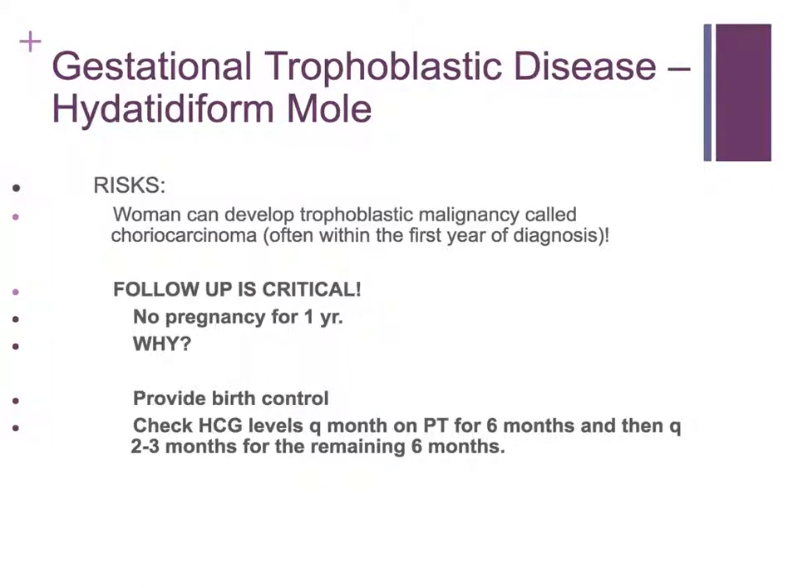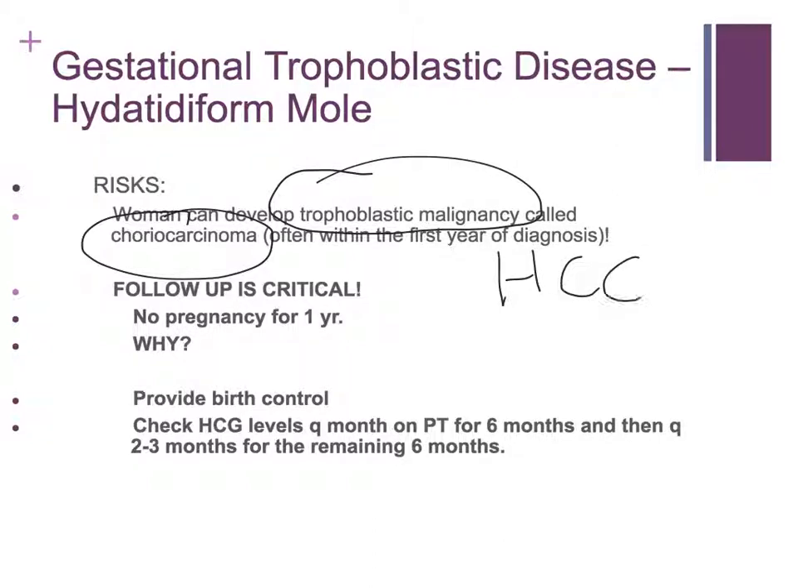Okay, so if a woman has had a molar pregnancy, that molar pregnancy needs to be removed, usually with a D&C or a D&E. Once it's removed, what's really critical is her follow-up. Within the first year, a woman who's had this can develop trophoblastic malignancy. So it's called a choriocarcinoma. It's a cancer. How do we know that she's developed this cancer? Is that she would start to have a rise in her HCG levels. She's not pregnant, but her HCG levels will go up because she is developing this choriocarcinoma.